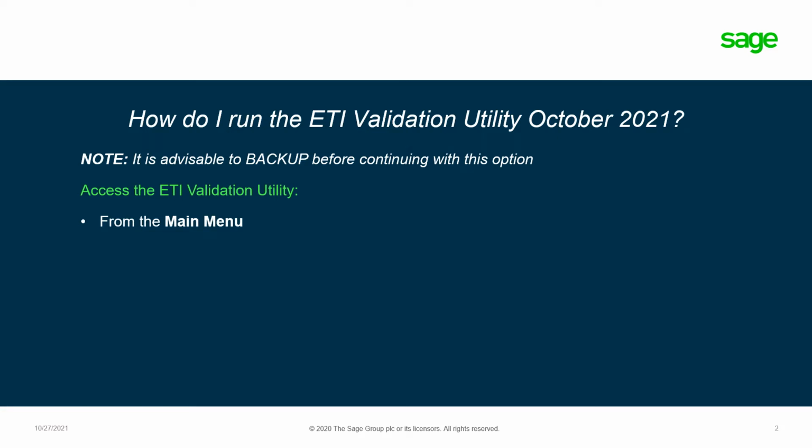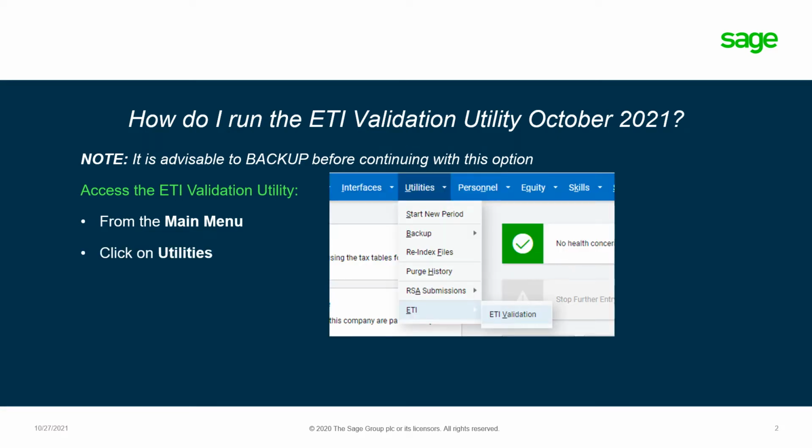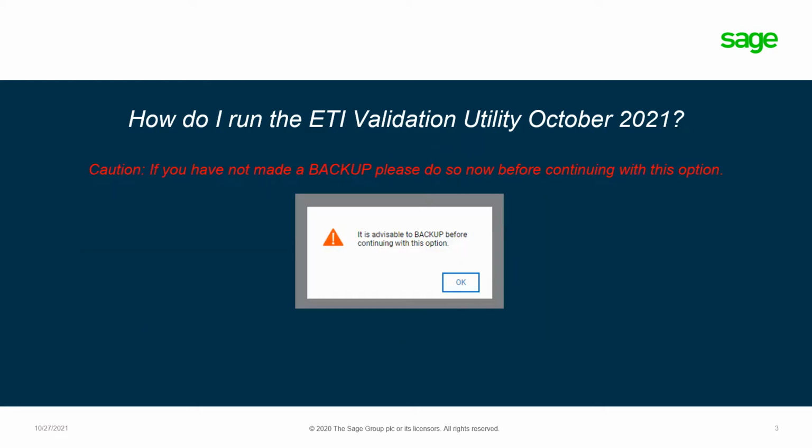So how do you access this utility? From the main menu, click on Utilities, select ETI, select ETI validation. Caution: if you have not made a backup, please do so now before continuing with this option. Once you select ETI validation utility, a message will appear. It is advisable to backup before continuing with this option. Please click OK, and if you did not create a backup as yet, please do so before continuing.